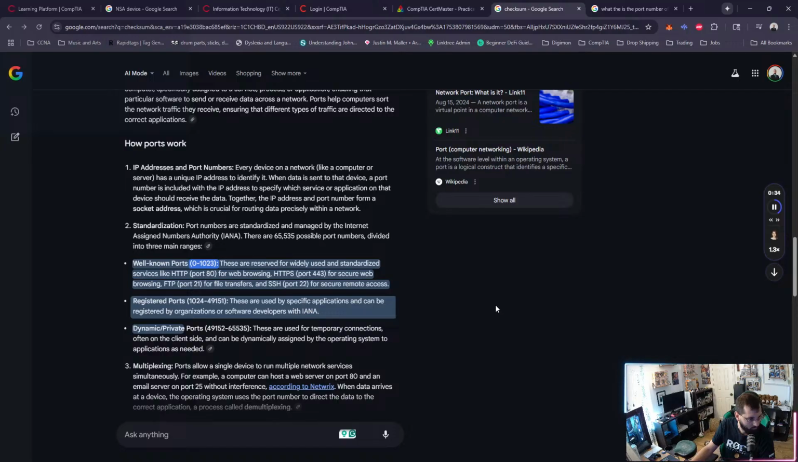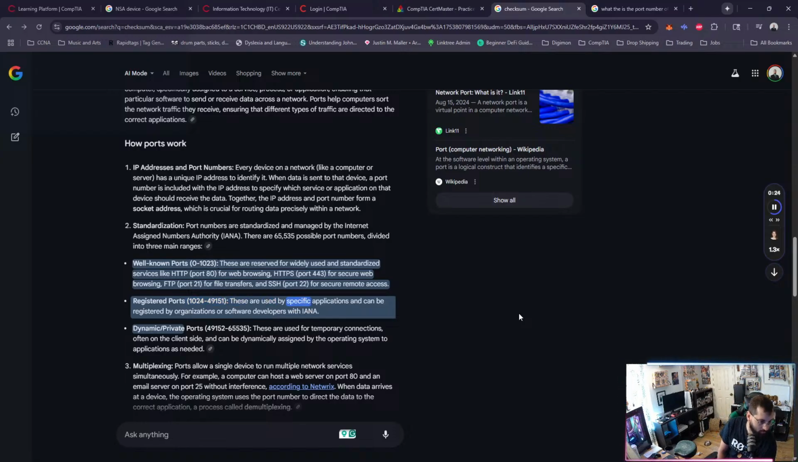Well-known ports 0 to 1023. These are reserved for widely used and standardized services like HTTP, which is port 80, for web browsing; HTTPS, which is port 443, for secure web browsing; FTP, which is port 21, for file transfers; and SSH, which is port 22, for secure remote access. Registered ports 1024 to 49,151.